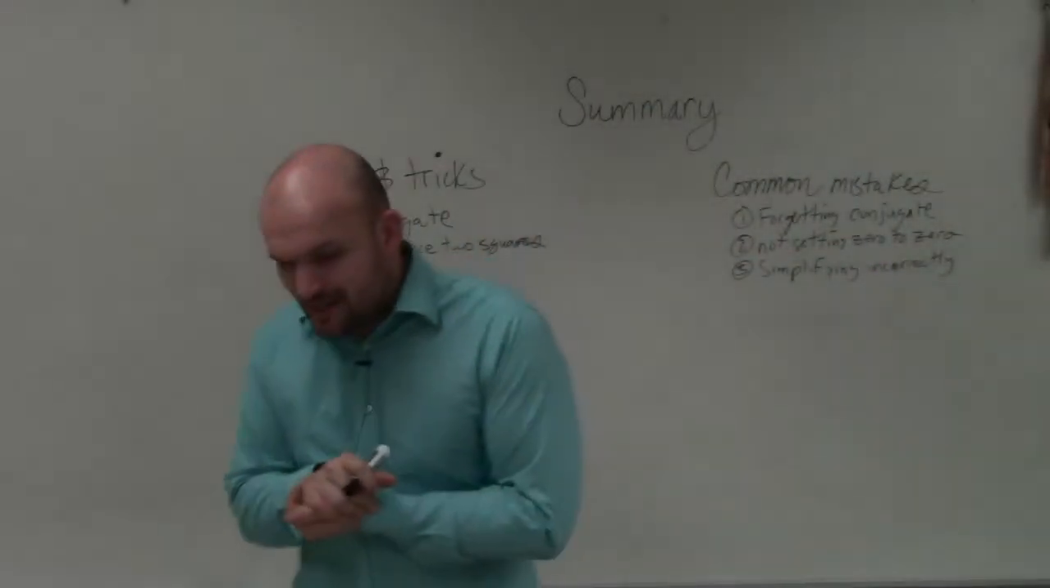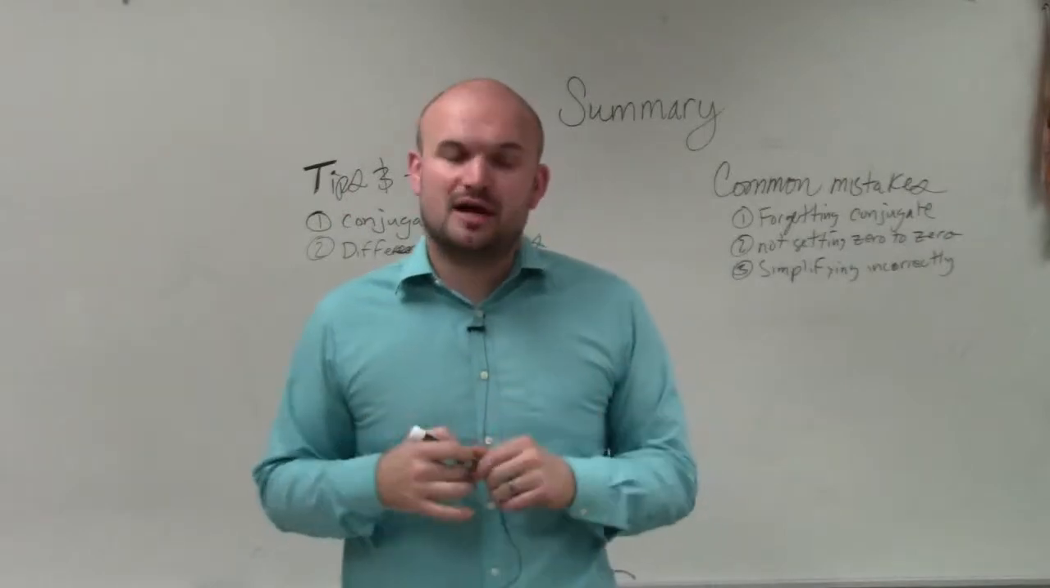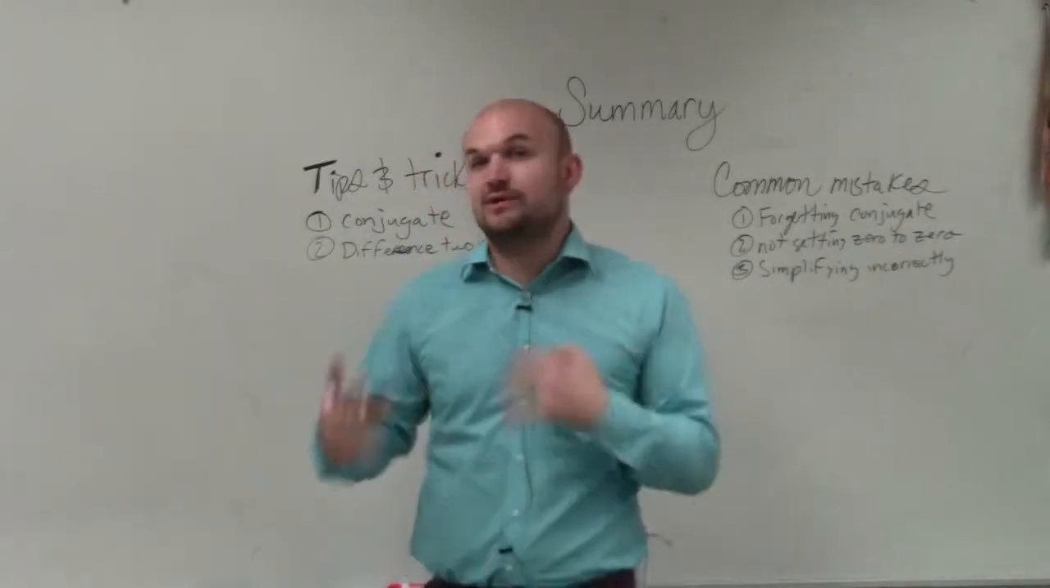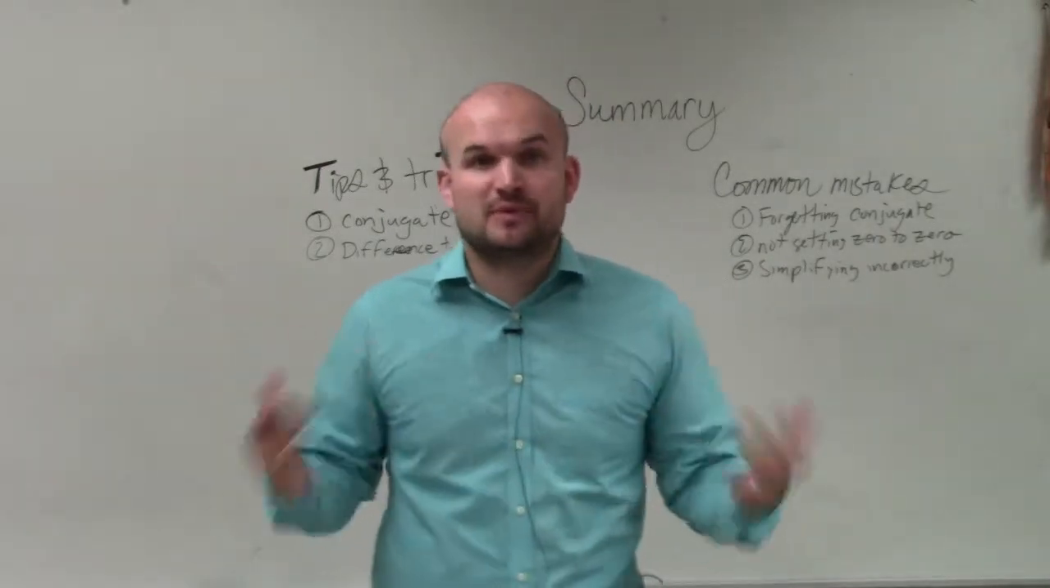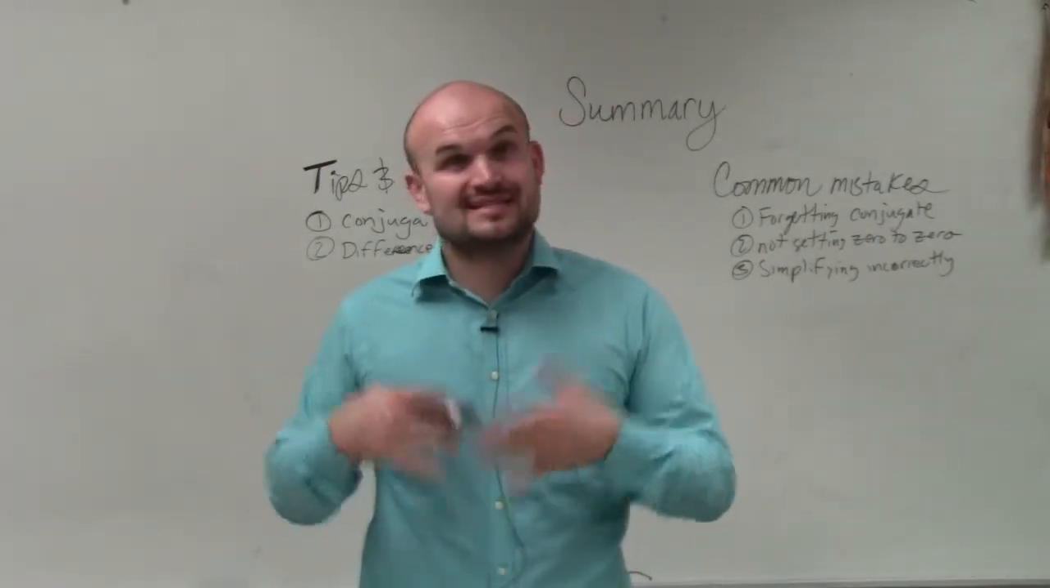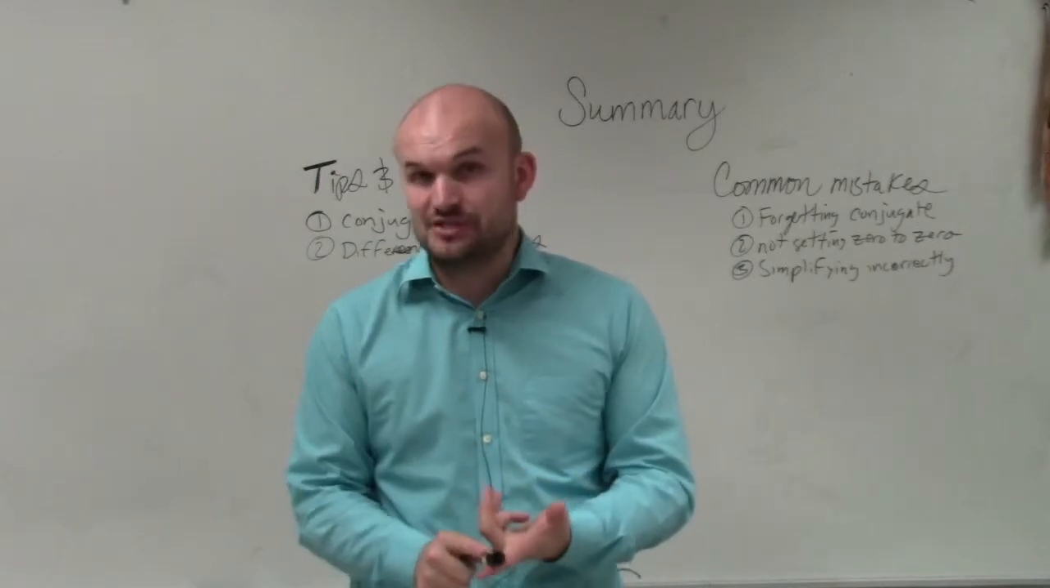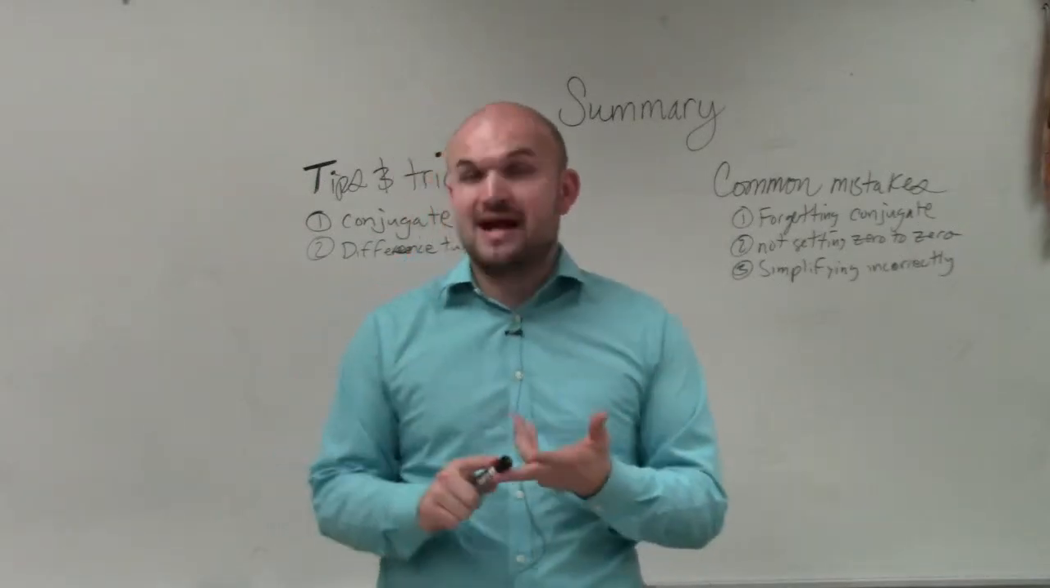Welcome, ladies and gentlemen. So what I'd like to do is go over a summary of how we're going to write the equation of a polynomial when given the zeros. So basically what we need to do when we're given the zeros is write out all the zeros. And that's especially important when we have the imaginary conjugate or irrational conjugate.